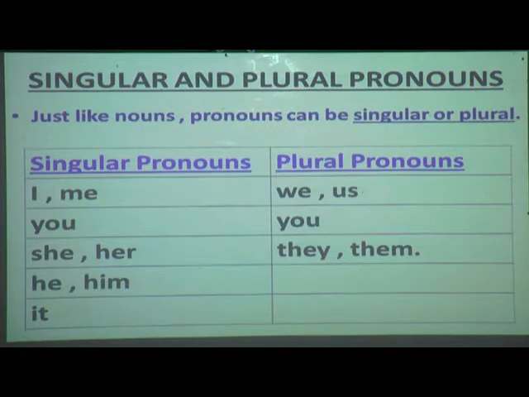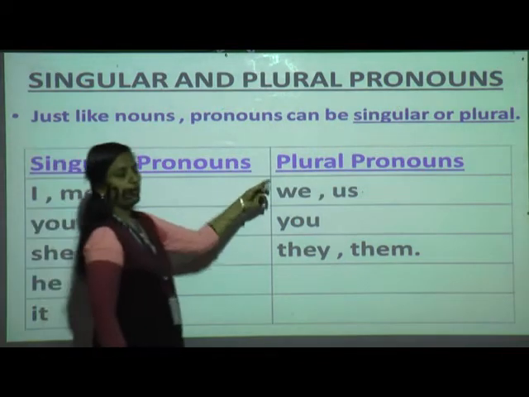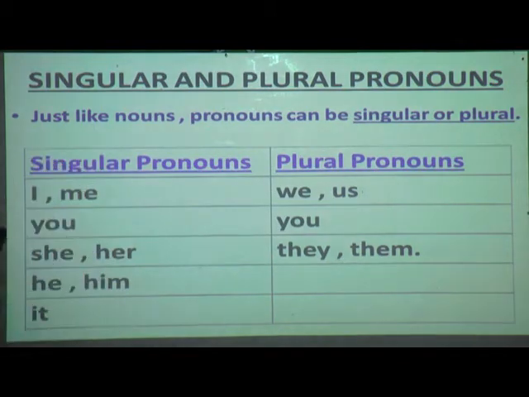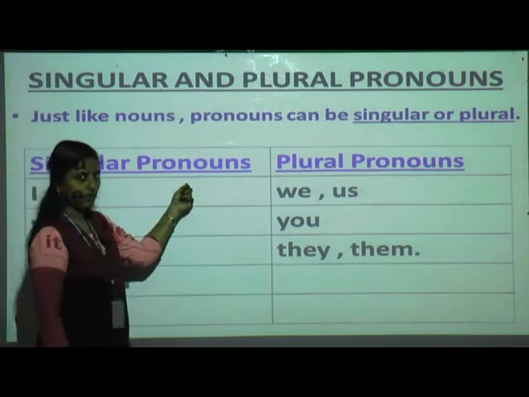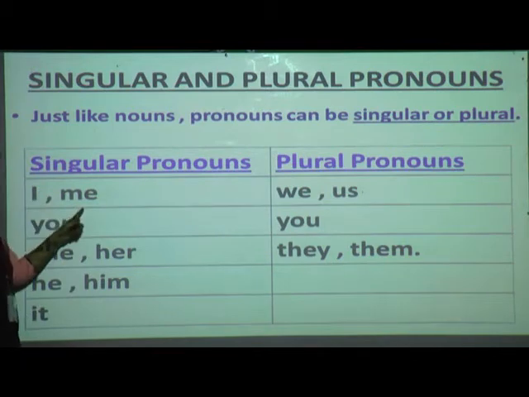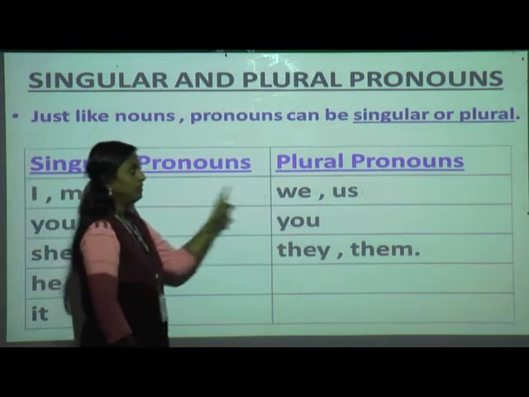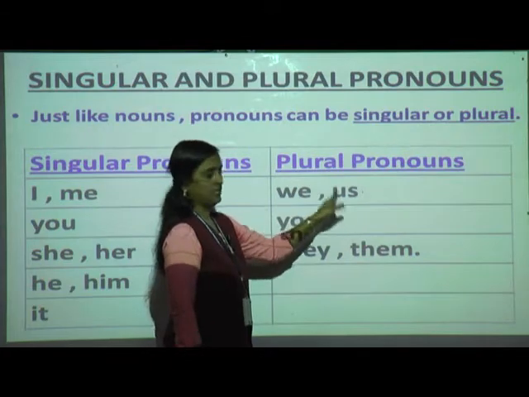As we have learned in the noun lesson what a singular noun and a plural noun are, in the same way it is there in pronouns also. Just like nouns, pronouns can be singular or plural. Now we will see what singular pronouns and plural pronouns are. If it is a singular pronoun, we are going to use I and me. If it is plural, we are going to use we and us.